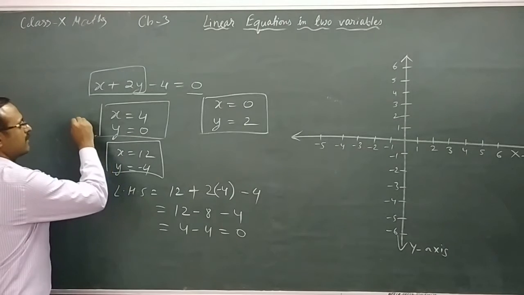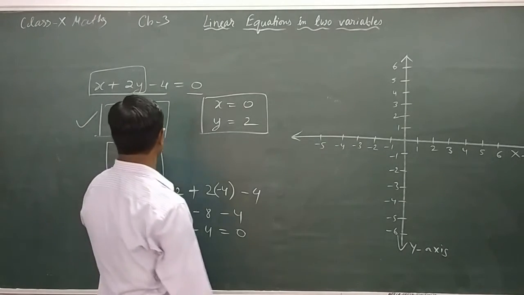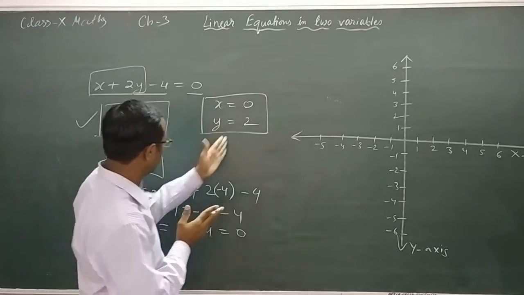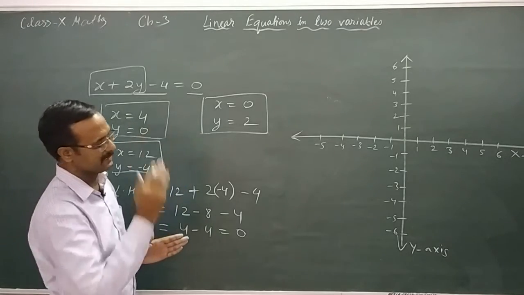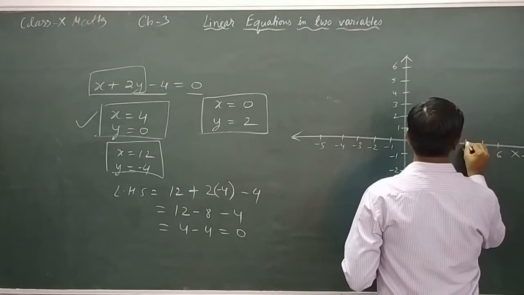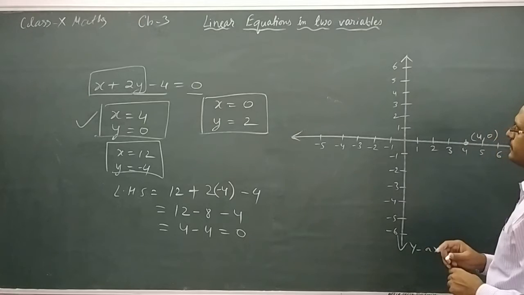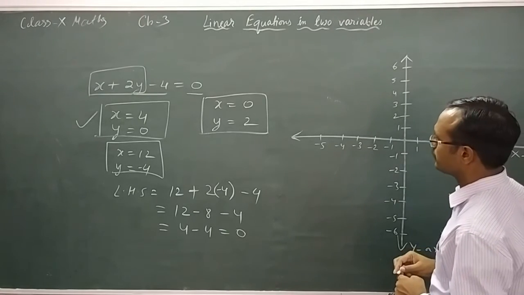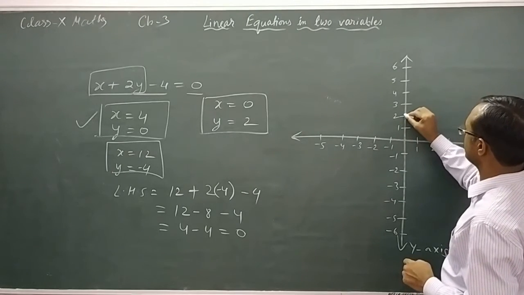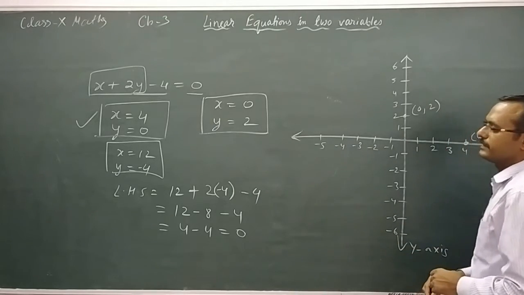See here, our first solution was x equal to 4 and y equal to 0. What you have to do is just plot this point on the graph, and after plotting all the points, you will join them with a line. So x is 4 and y is 0. So this is the point 4 comma 0. This is the first point. The second point is x equal to 0 and y equal to 2. This is the second point.